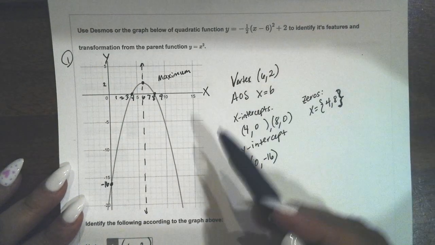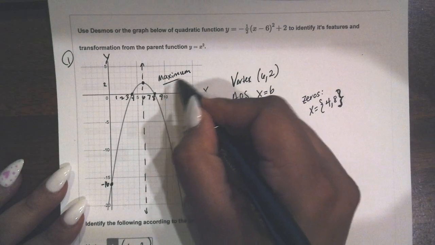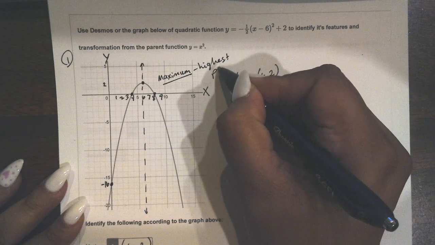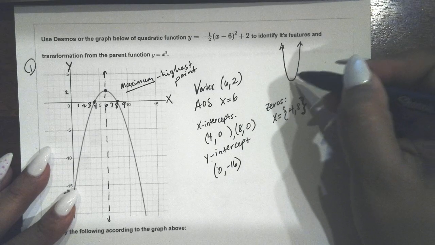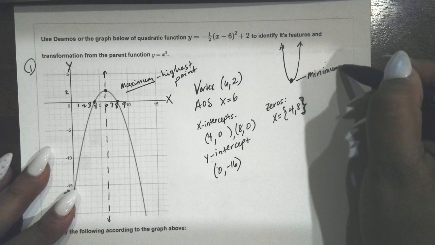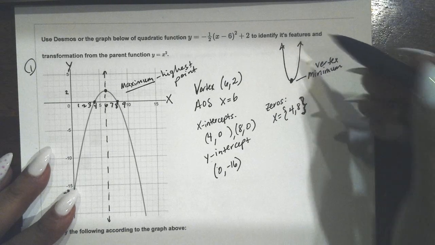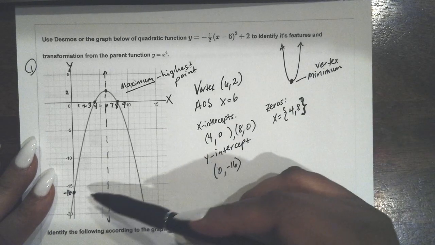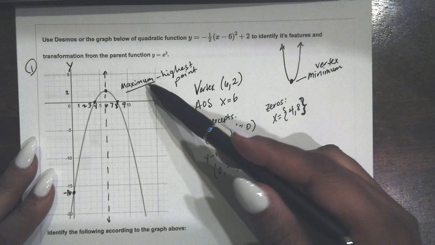If you can identify the vertex, axis of symmetry, x-intercepts, and y-intercept, you also need to say this is a maximum because it's your highest point. A minimum would be your lowest point. That's if your graph was opening upward, then that vertex point would be a minimum, because now the parabola is no longer decreasing, it's increasing. It's your lowest point on the graph. This one is the highest it reaches on this graph, so that's why it's the maximum point.